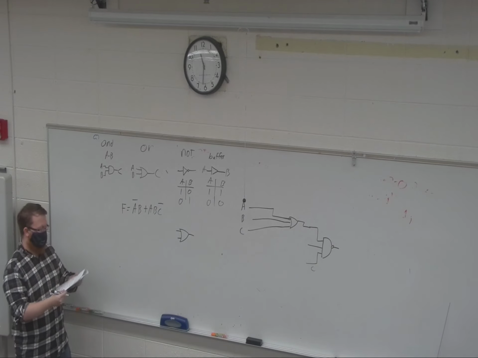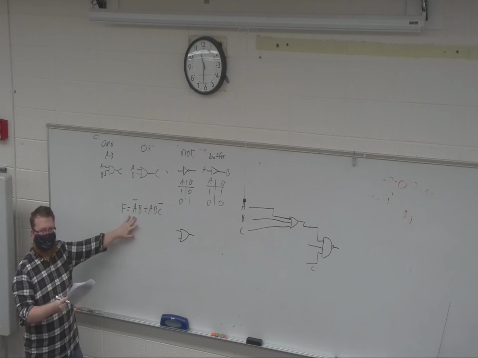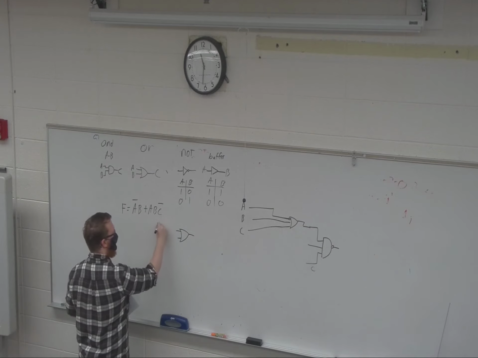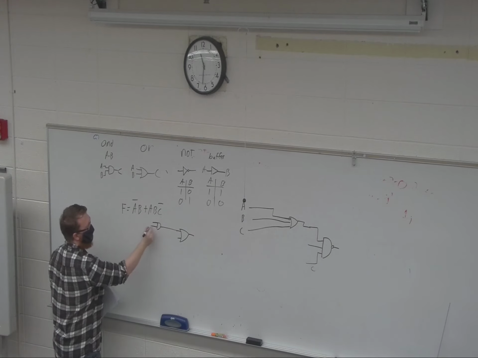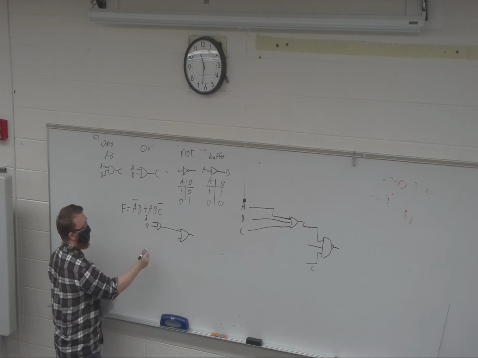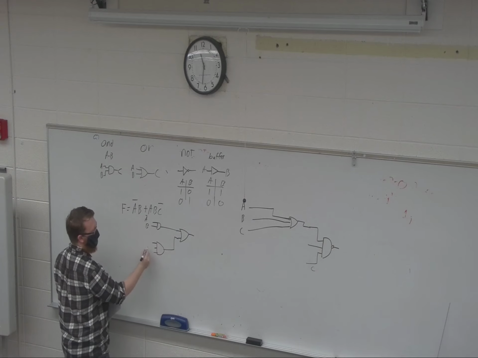Then all I need to do is, what is the first term? What is this gate going to be? AND. What are my inputs? Not A, B. Similarly, this gate, I think, is pretty clear. Going to be an AND with A, B, not C.